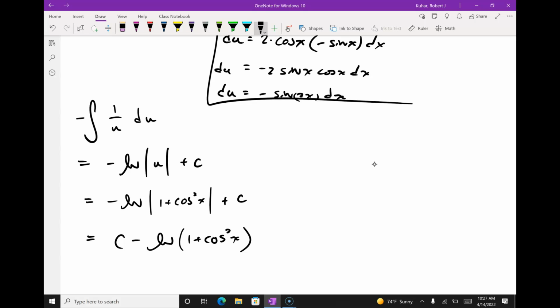It's interesting to kind of write this also as the ln of 1 over 1 plus cos squared x plus c, but I don't save strokes, right? Do you agree how I can do that?